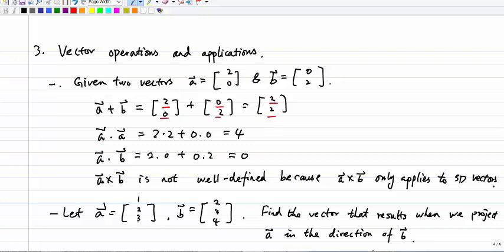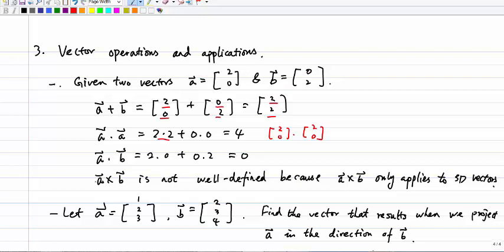The dot product A dot A: you do the entry-wise product and you do the sum. So for A times A, we have (2, 0) times (2, 0). You do 2 times 2 plus 0 times 0, which gives 4. So A dot B, you still do the entry-wise product, but you do A times B. So we have 2 times 0 plus 0 times 2, which gives us 0.